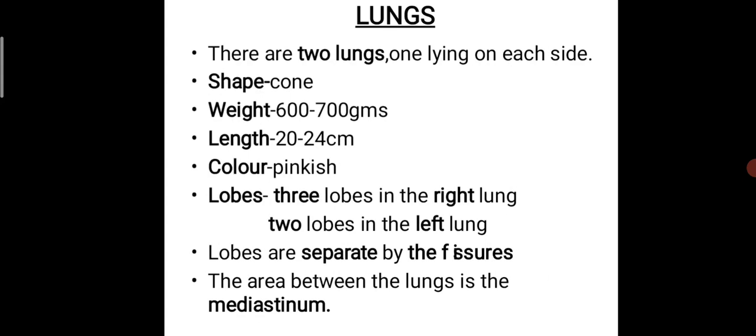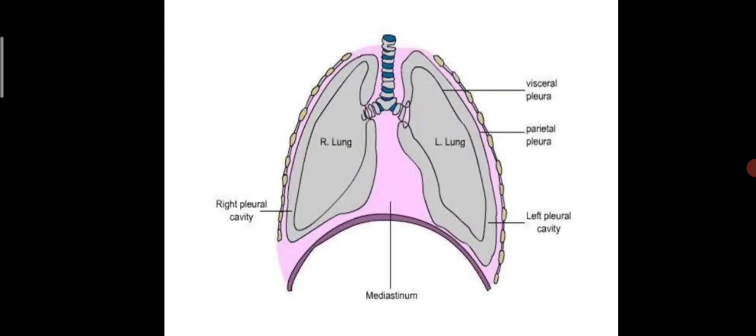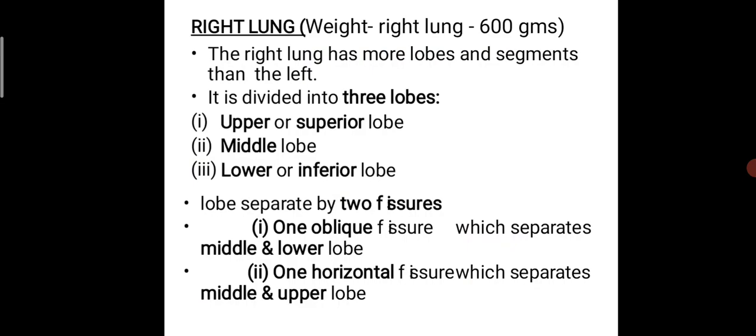What is the function of the pleura? The two layers of pleura are separated by serous fluid, which allows them to glide over each other. The pleura prevents friction of the lungs during breathing. It also protects the lung from any mechanical shock. See here, these are the pleural cavity and fluid. Then the lungs, right lung and left lung.